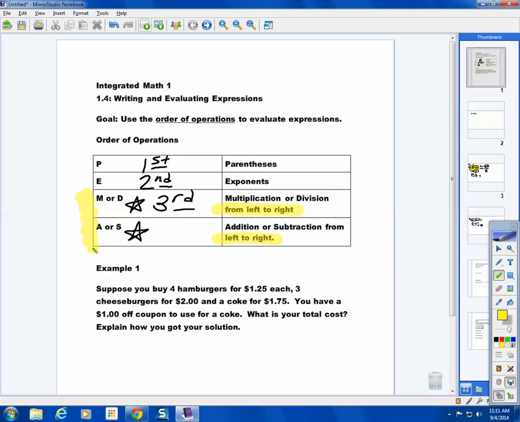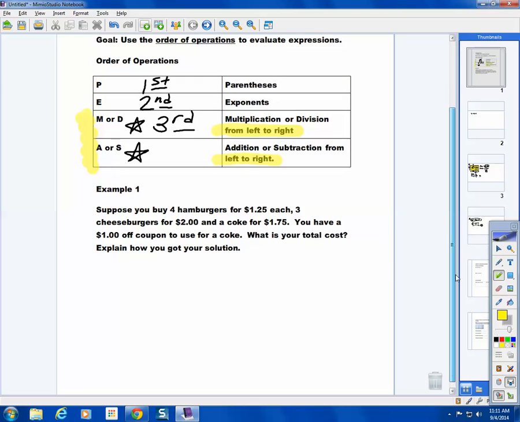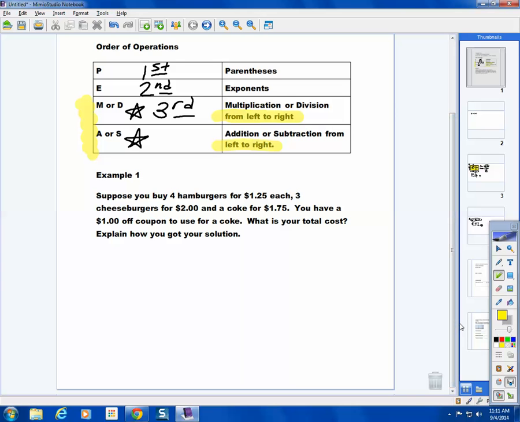Here's an example about order of operations. You subconsciously do order of operations in your head already. I want you to take about a minute, read through this problem, and come up with your own solution to it, and then I'm going to call on somebody to explain their reasoning for the solution. Go ahead and do that. Take a minute and try that example. We're on example 1.